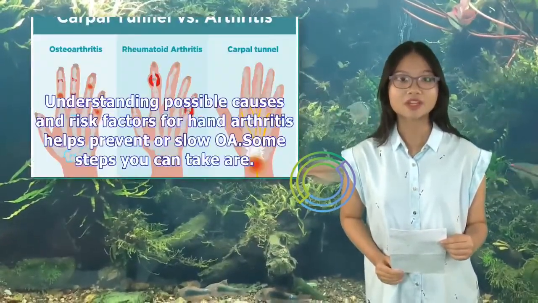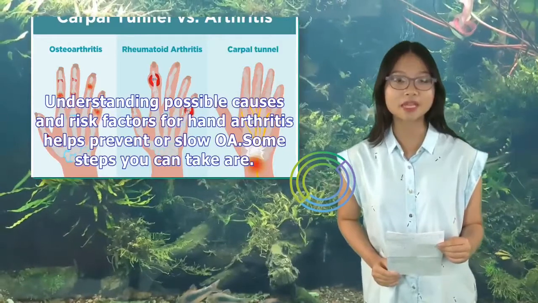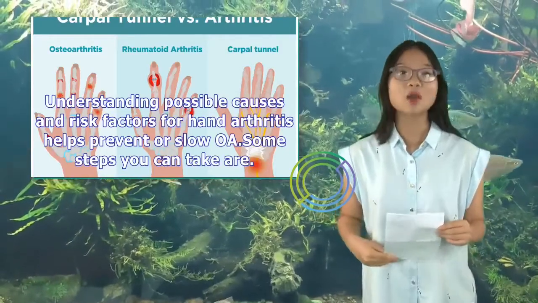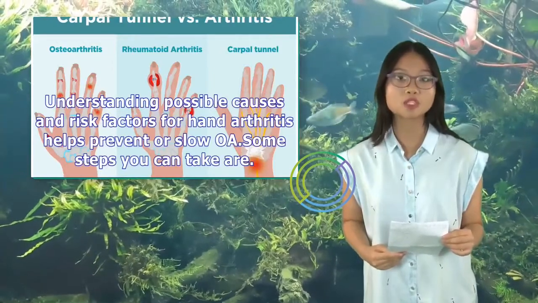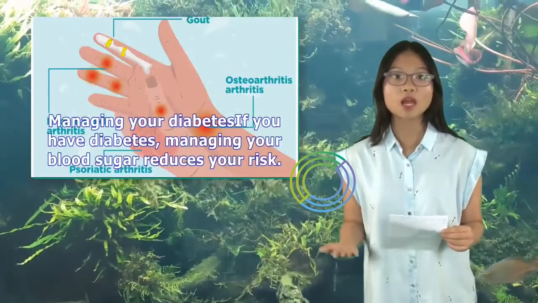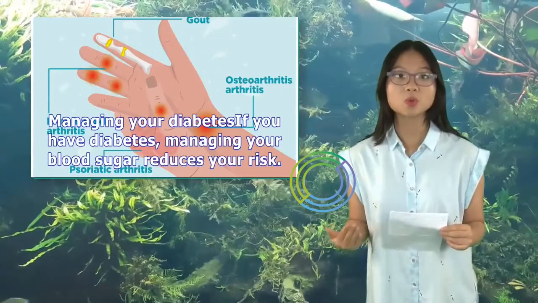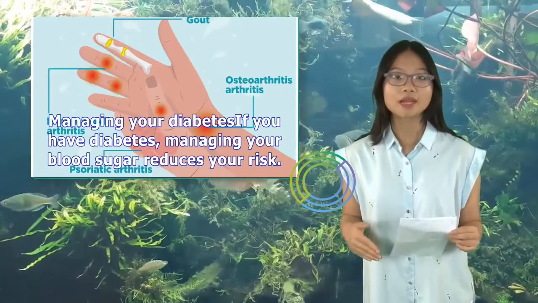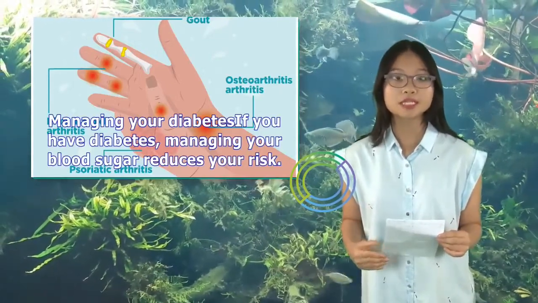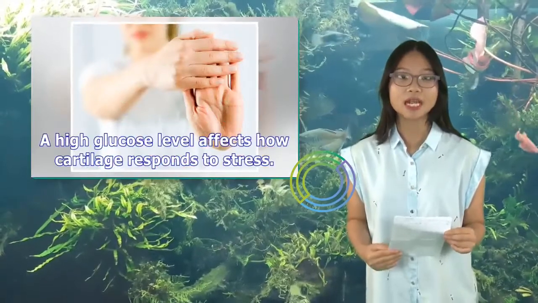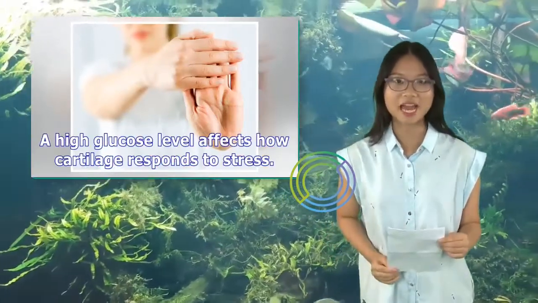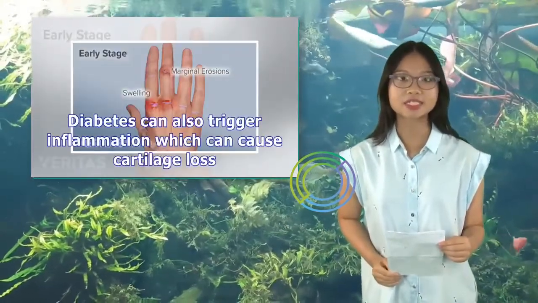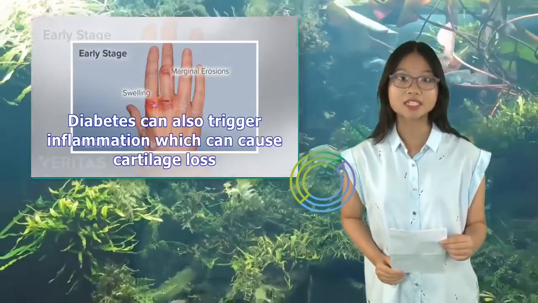How can you prevent hand arthritis? Understanding possible causes and risk factors for hand arthritis helps prevent or slow OA. Some steps you can take are managing your diabetes. If you have diabetes, managing your blood sugar reduces your risk. A high glucose level affects how cartilage responds to stress. Diabetes can also trigger inflammation, which can cause cartilage loss.